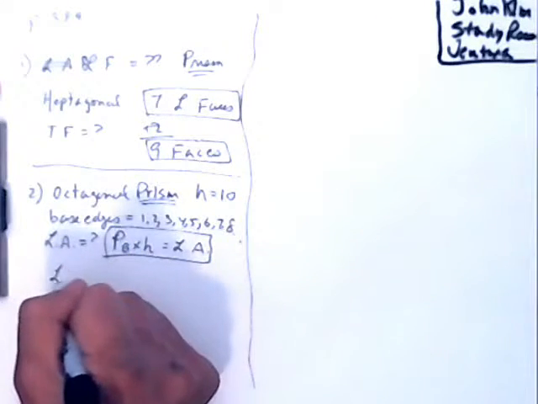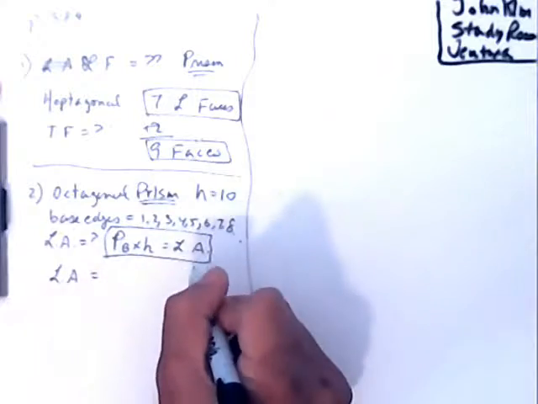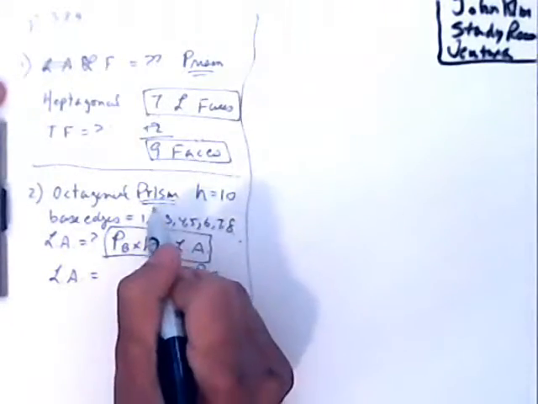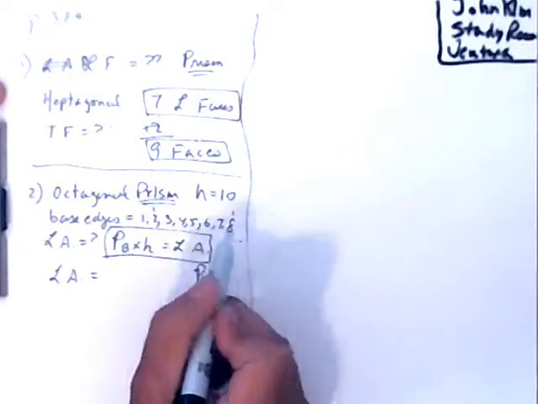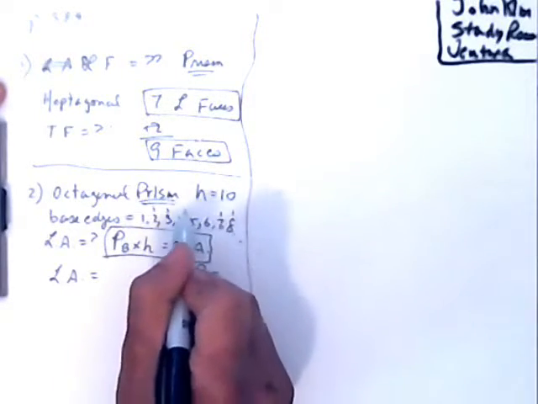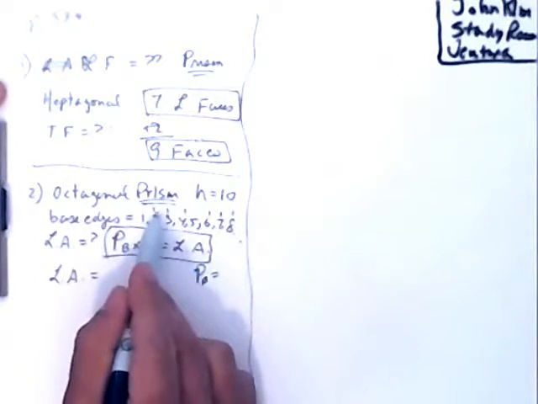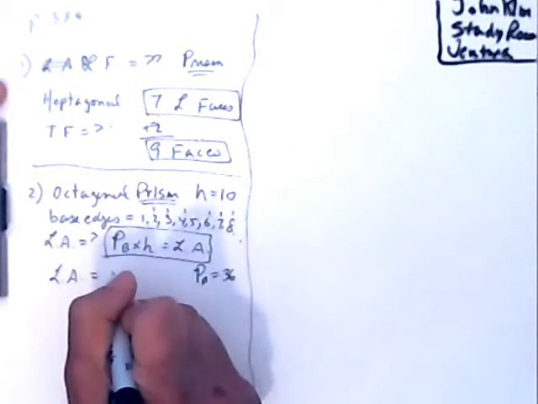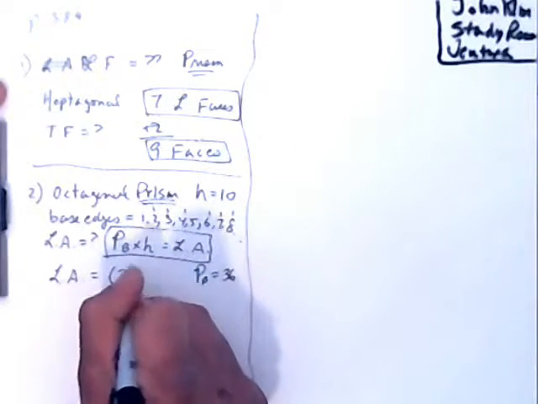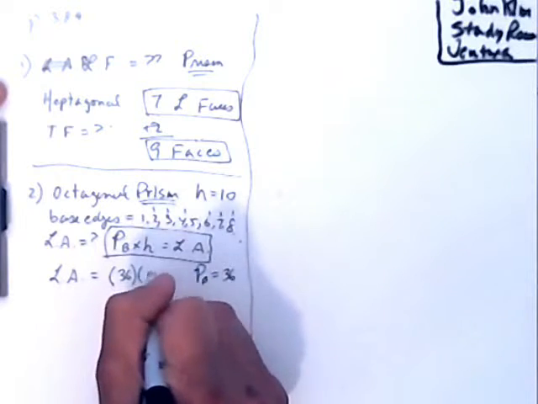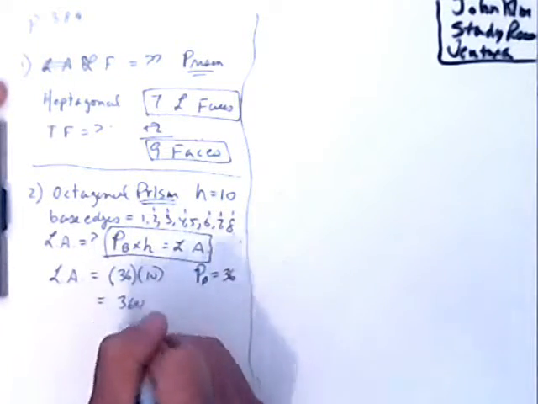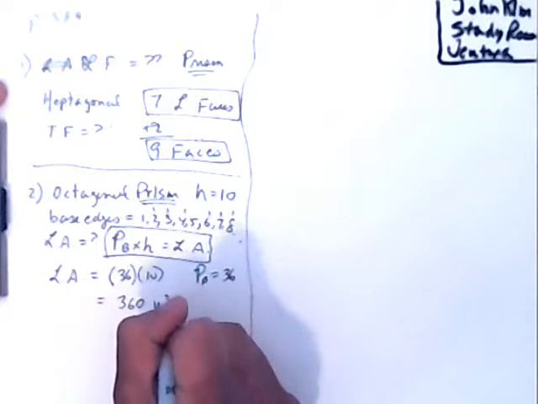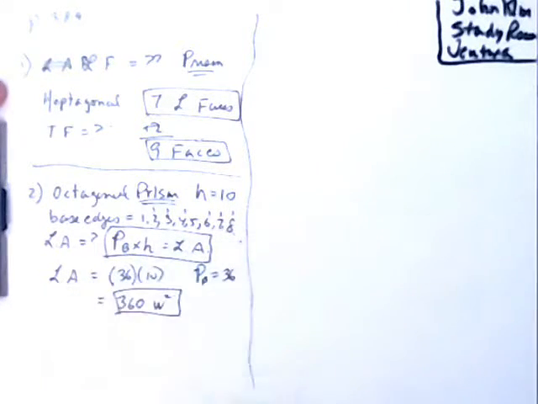So let's get started. The lateral area is equal to the perimeter of the base times the height. I'm going to add these a little bit differently. 2 plus 8 is 10. 3 plus 7 is 10. 4 plus 6 is 10. That's 10, 20, 35, 36. So the perimeter of the base is 36, times the height, which is 10. So it's going to be 360. They do not give the units. It's going to be units squared, whatever units they're using.